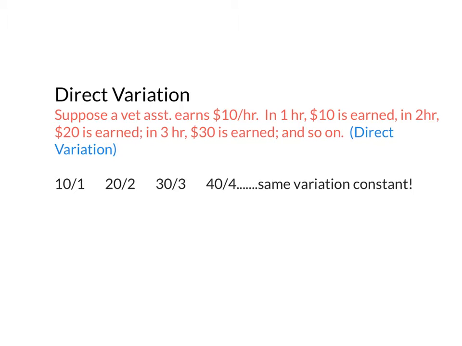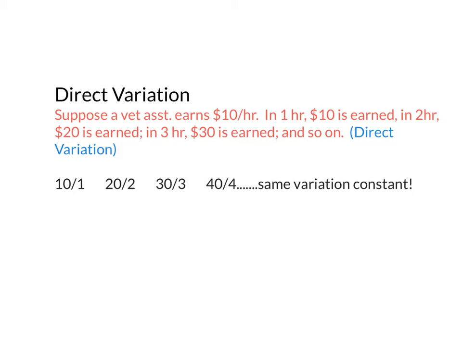Suppose a veterinary assistant earns $10 an hour. In 1 hour, $10 earned; 2 hours, $20 earned; in 3 hours, $30 earned, and so on. That's just an example of direct variation. For every hour worked, you get more money. As the hours worked go up, the money goes up. That's how direct variation works.